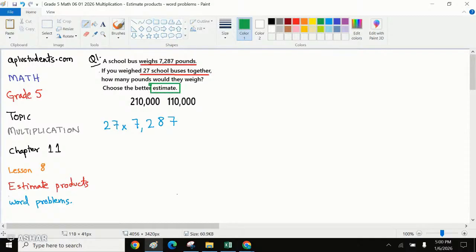Estimate means an approximate value. 27 can be rounded up because when we look at the units in 27, it is nearer to 30. So we can round it off to 30, multiplied by 7,287. When we look at the hundreds place over here, it is 2. That means we round down to the nearest 1,000. That means this becomes 7,000.